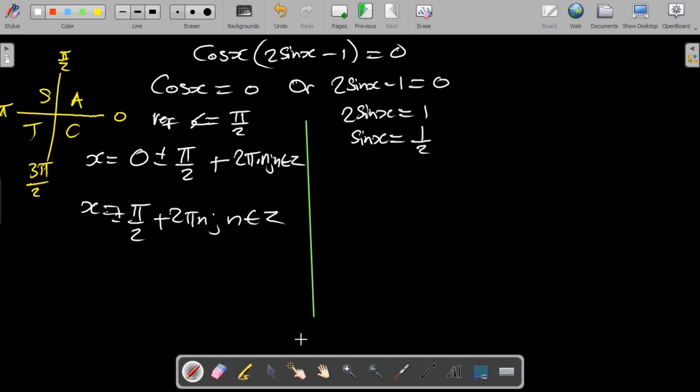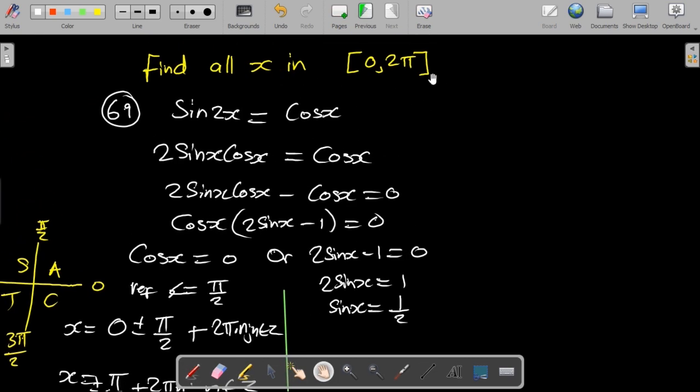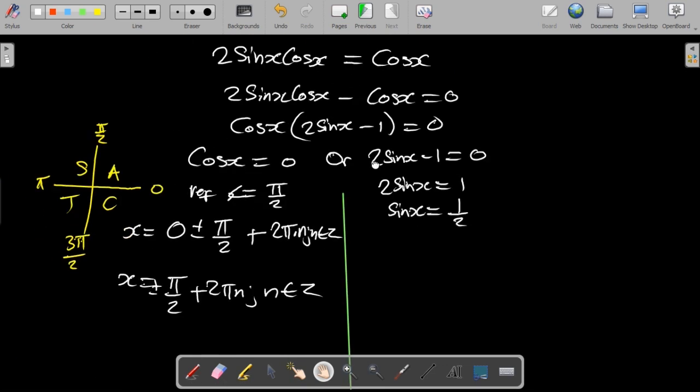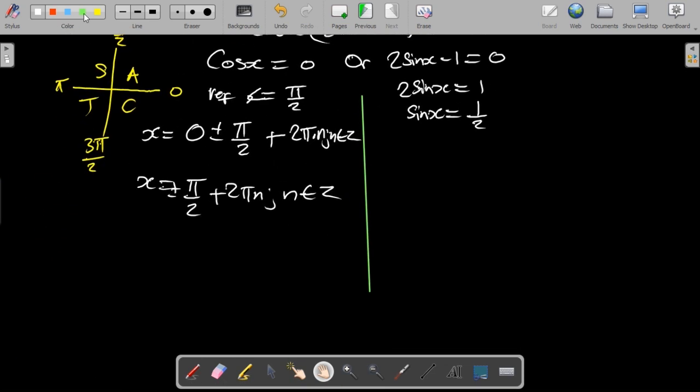N is an integer. But we're not done, because we're asked to specifically give x values between that. So we're going to try a bunch of integers. If you try an integer of 0 here and take the positive one, then one of your answers would be x equals pi over 2. And if you change this to a 1, and use the -1, then you have 2 pi minus pi over 2, which would be 3 pi over 2.